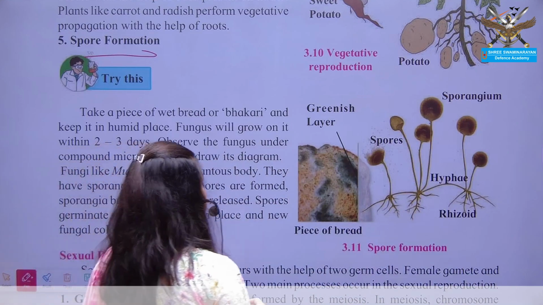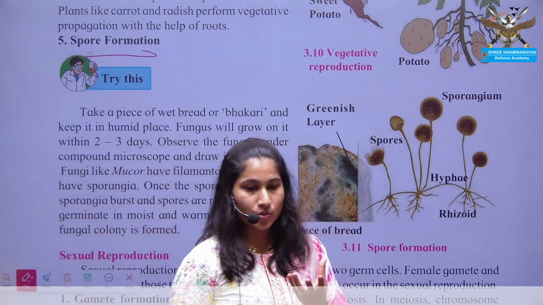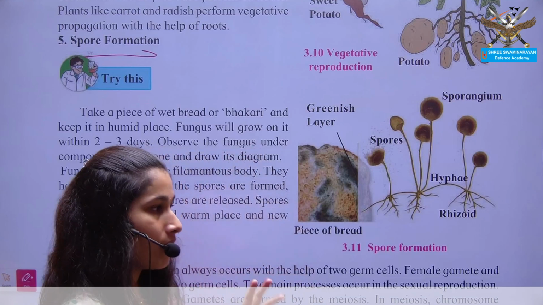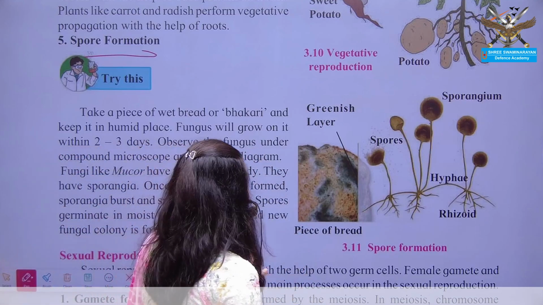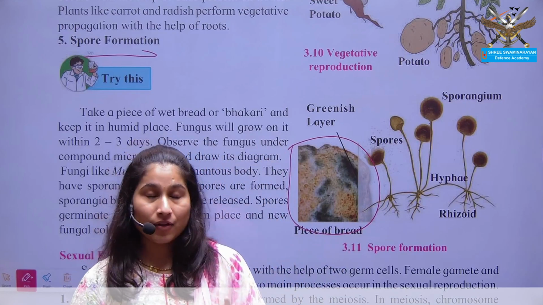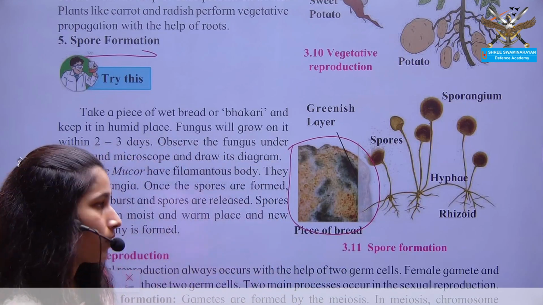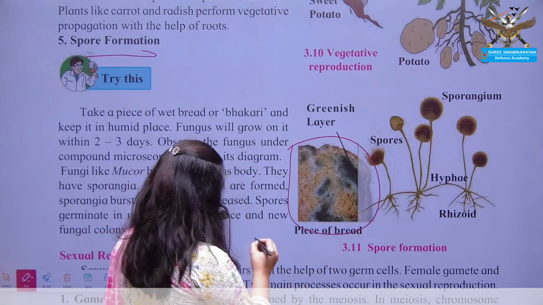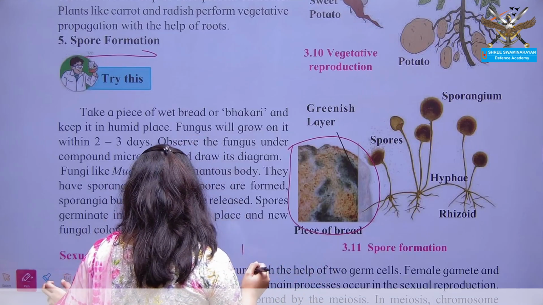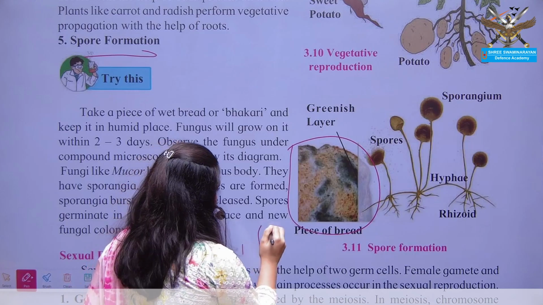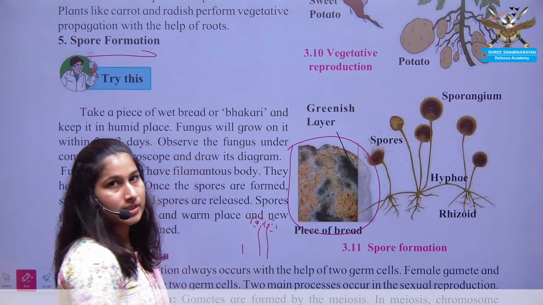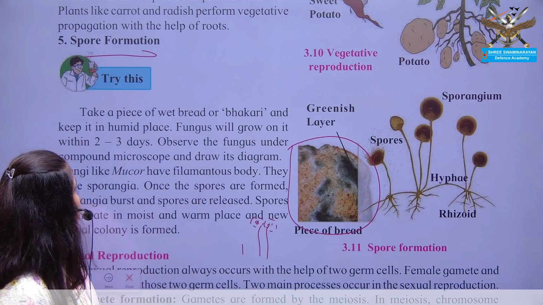You have seen sometimes you leave a piece of bread or any food material for a long period of time, and on it such kind of fungus has grown, black, white or greenish structures. If you see properly, you will see hair-like structures in it, right? You must have seen such hair-like structures. Then white and blackish spots, these all are spores.